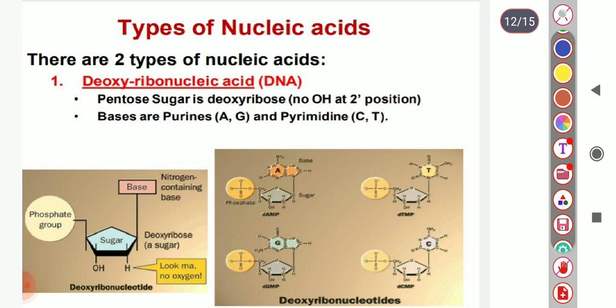Bases are purines, adenine and guanine, and pyrimidines, cytosine and thymine. It means deoxyribonucleic acid contains no hydroxyl group, no oxygen group at the second position of the pentose sugar, whereas DNA contains purines and pyrimidines. Purines are adenine and guanine, whereas pyrimidines are cytosine and thymine.